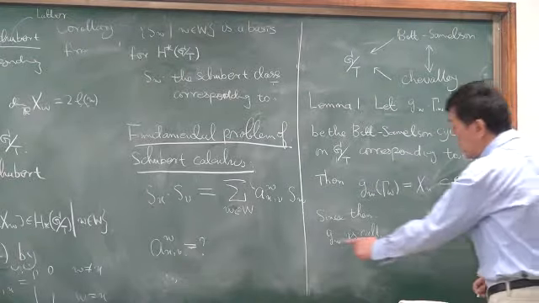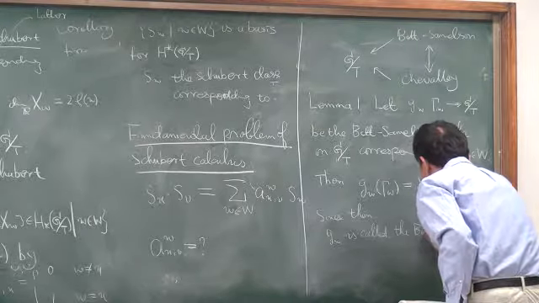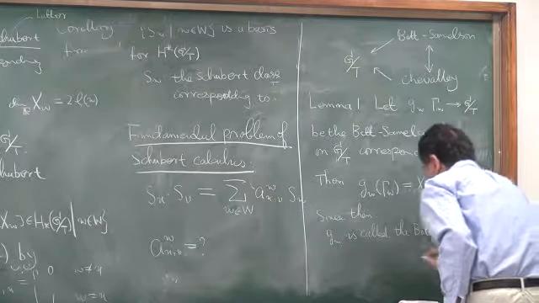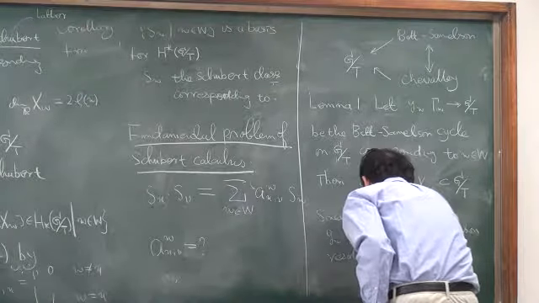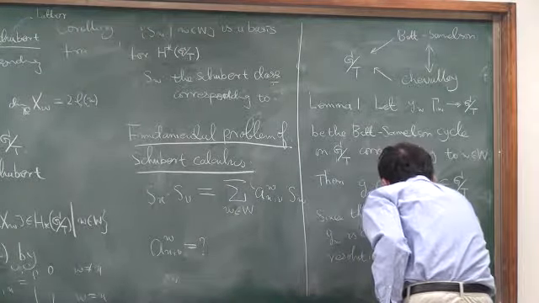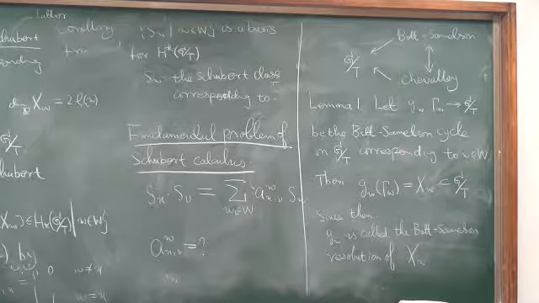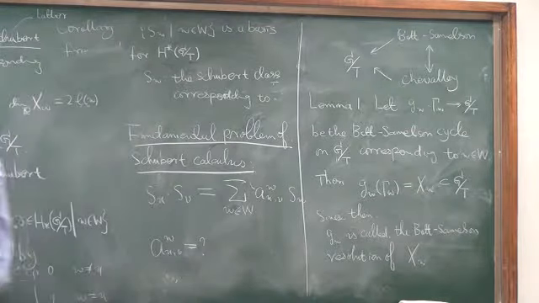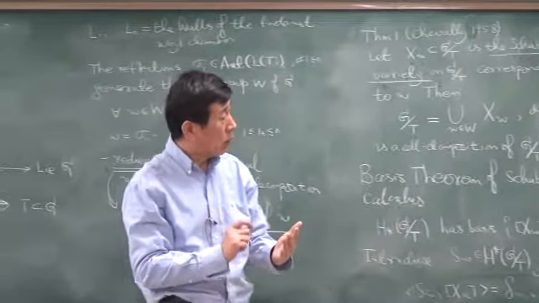Just because this map is called the Bott-Samelson resolution of the Schubert variety. This result is interesting because the Schubert varieties contain many singular points. They are not smooth. They are somehow highly singular.